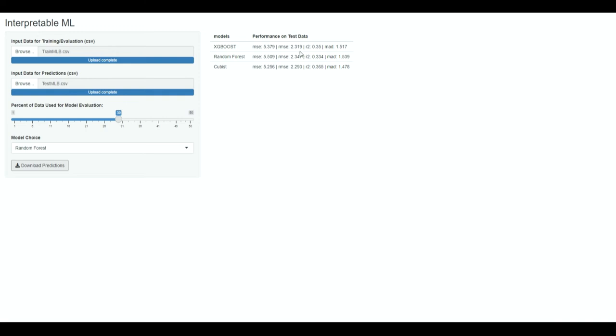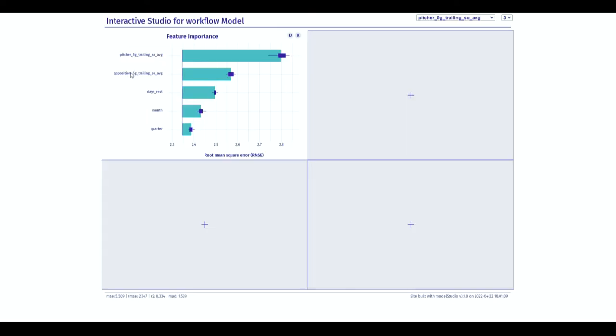But let's get into why the model predicts what it predicts and how it looks. So we can see the most important variables here in this top left plot. We can see that the pitcher's 5-game trailing strikeout average is the most important, which makes sense because their performance in the past will probably be pretty similar to how they're going to do in the upcoming game. The opposition's 5-game trailing strikeout average, relative to how many at-bats they have, is also pretty important. Days rest is the third most important variable. Months and quarter of the year is also pretty important. So let's look into why that is.